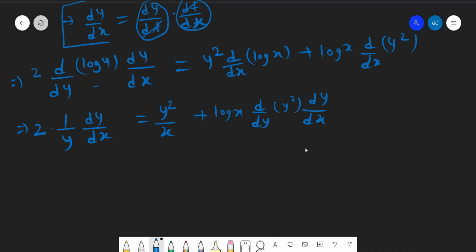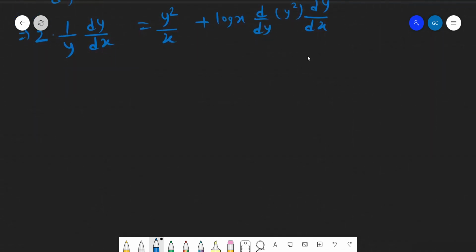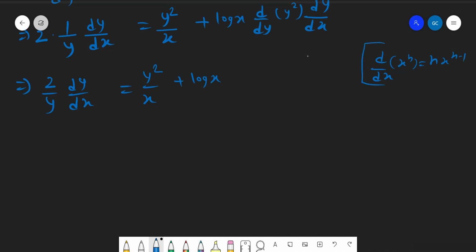Okay, let me just scroll up. Now what we have got from here: 2/y dy/dx equals y² x plus log x. And as you know, guys, d/dx of x^n is n x^(n-1). So using this formula, we will be getting 2 times y to the power 2 minus 1, and it will be dy/dx.